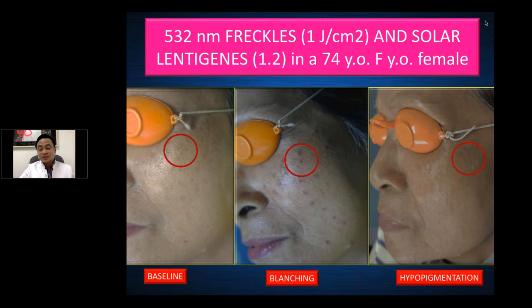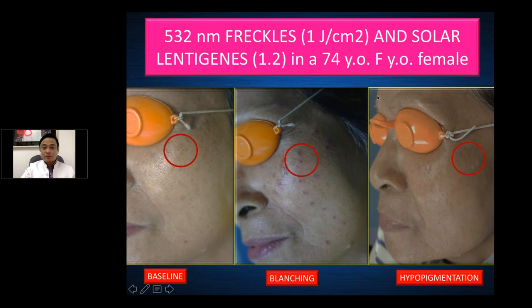There was blanching, but in elderly patients, I am very cautious. And no matter how cautious we may be with our settings, most of the elderly patients develop hypopigmentation. And this is the most common question that is asked when we deliver lectures on pigment lasers. So most elderly patients develop hypopigmentation immediately after, or 2 weeks after the procedure.